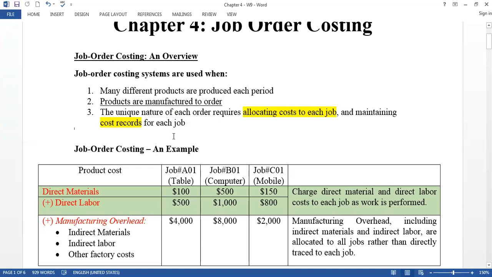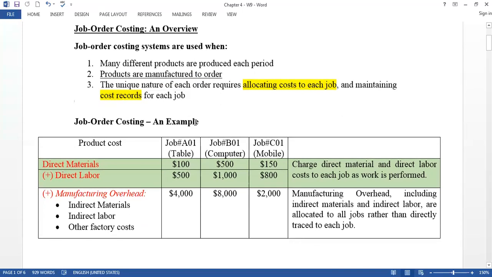Many products are produced in each period, and we have to receive the order first. After receiving the order, we are going to produce the product. Although we have different products in the same factory, we are going to allocate our cost for each job separately and maintain our cost records.